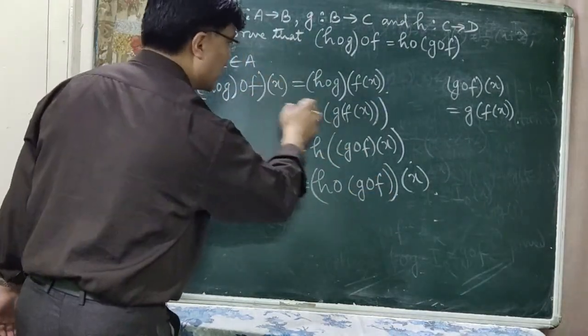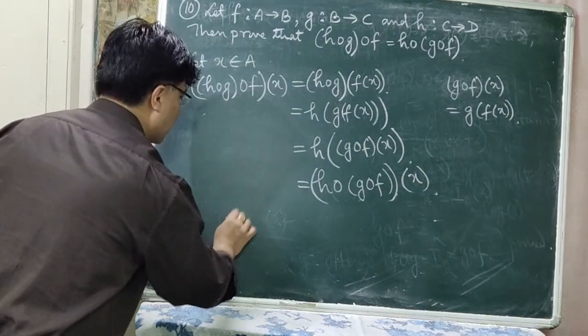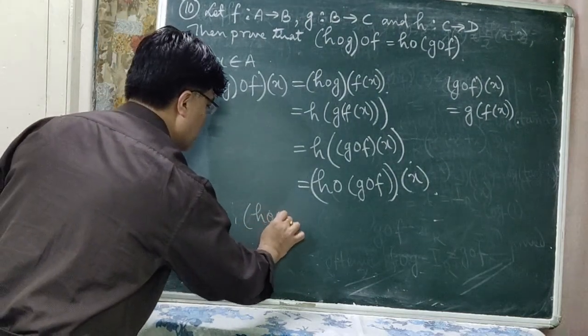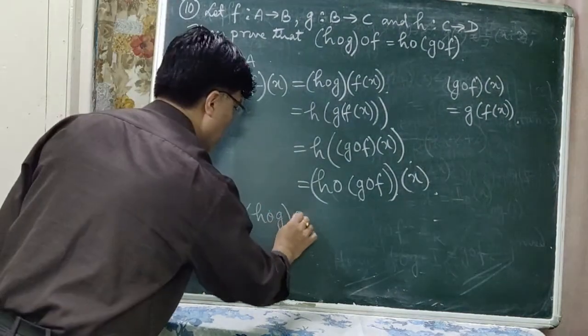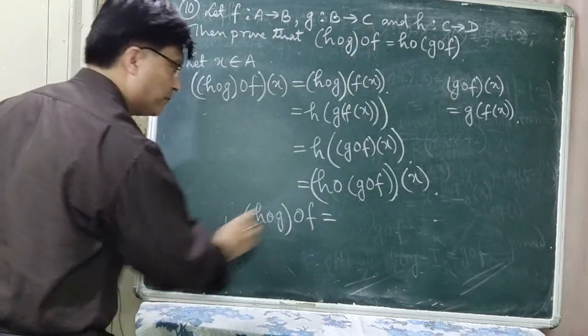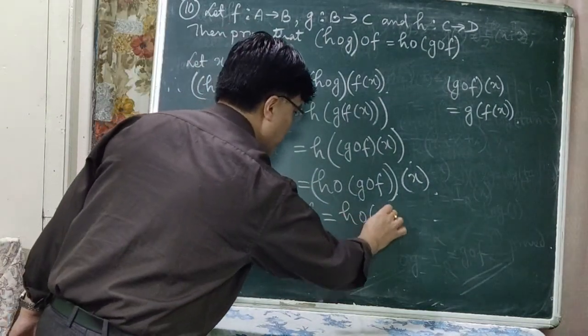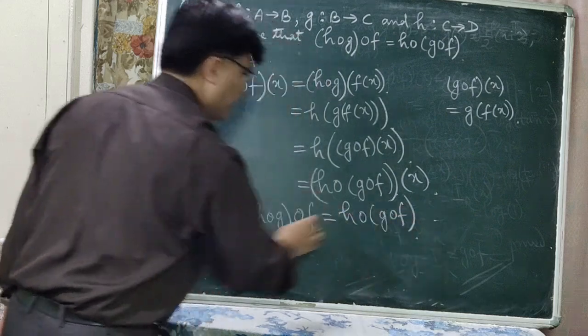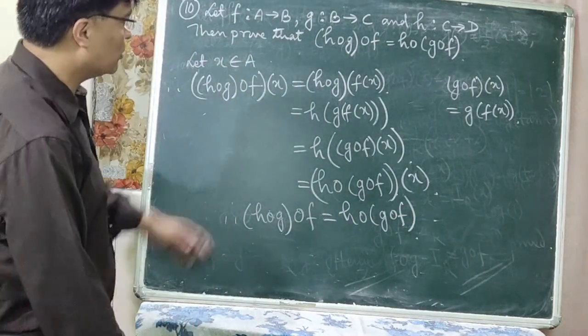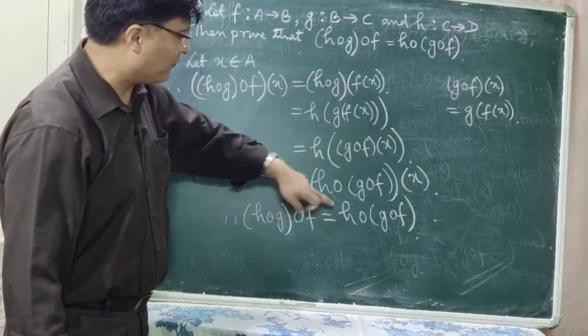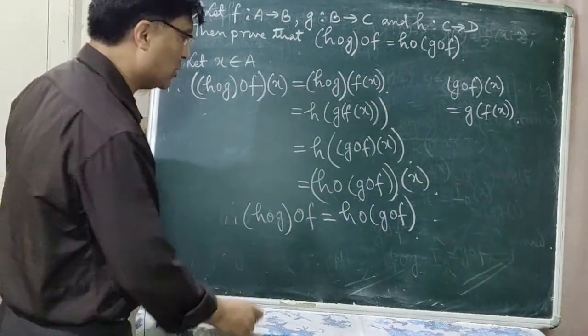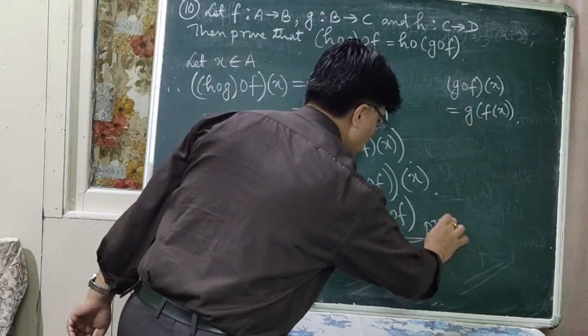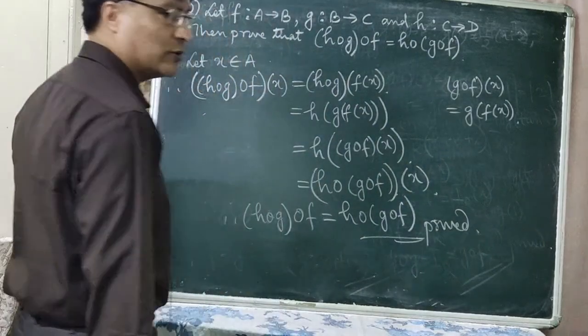and we can cancel this x, so that we can write down that (h∘g)∘f is equal to h∘(g∘f). So that is, (h∘g)∘f is equal to h∘(g∘f). So this is proved. I think you have understood it.